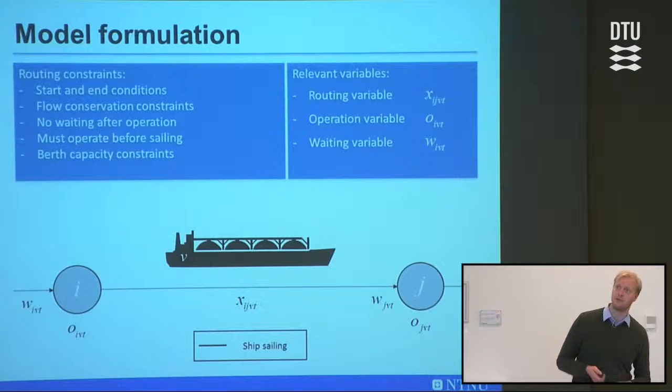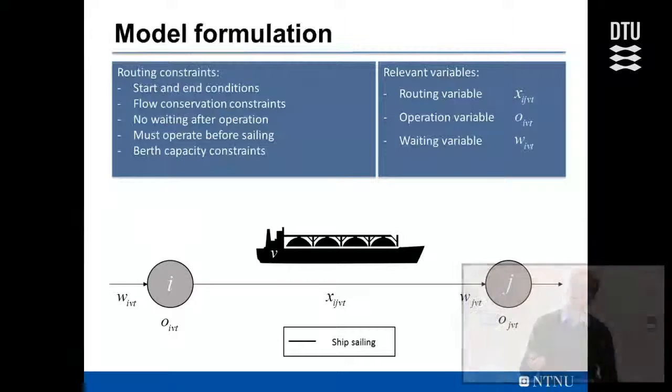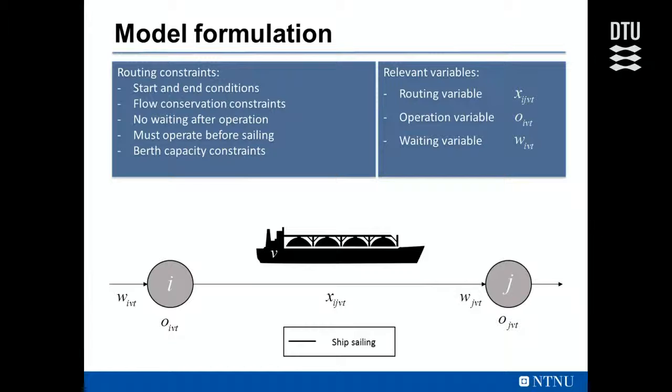To do this, we need some constraints and some variables. So starting with the routing constraints, we need some form of start and end conditions for the vessels. We know where it starts. We know that it will go to some kind of artificial end node at the end. We need flow conservation. So if a ship enters a port in a given day, it must leave that port the same day, either sailing or waiting or operating.